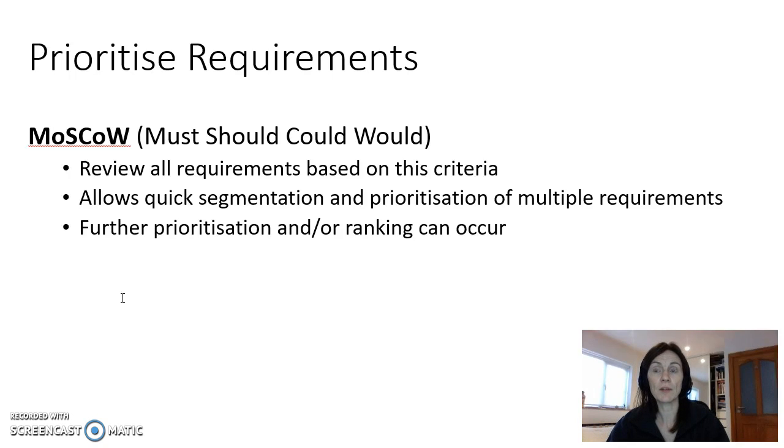Could you do it? Is it possible? Yes, it is possible. And would I do it if it were possible? And yes, perhaps it's something that could be a low priority. So you would probably give something like a membership sign up a could or a would, which would be a lower priority to the other two. You need to review all of the requirements that you've listed, and we're going to do this in class anyway on Tuesday, on the basis of this criteria.